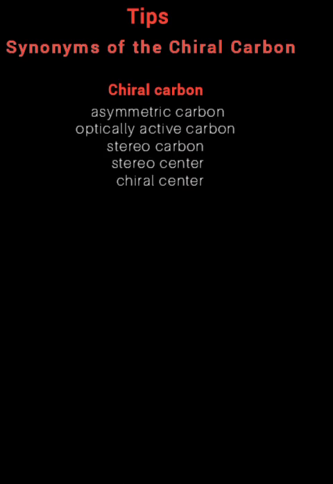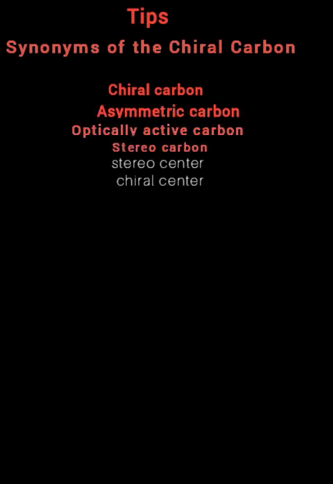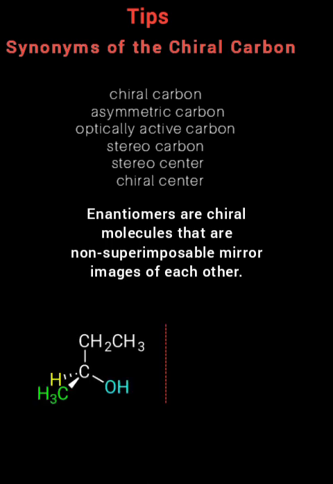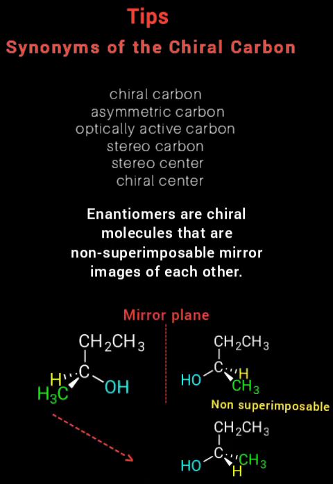Chiral carbon is also known as asymmetric carbon, optically active carbon, stereo carbon, stereo center and chiral center. Enantiomers are chiral molecules that are non-superimposable mirror images of each other. A pair of enantiomers is shown below.